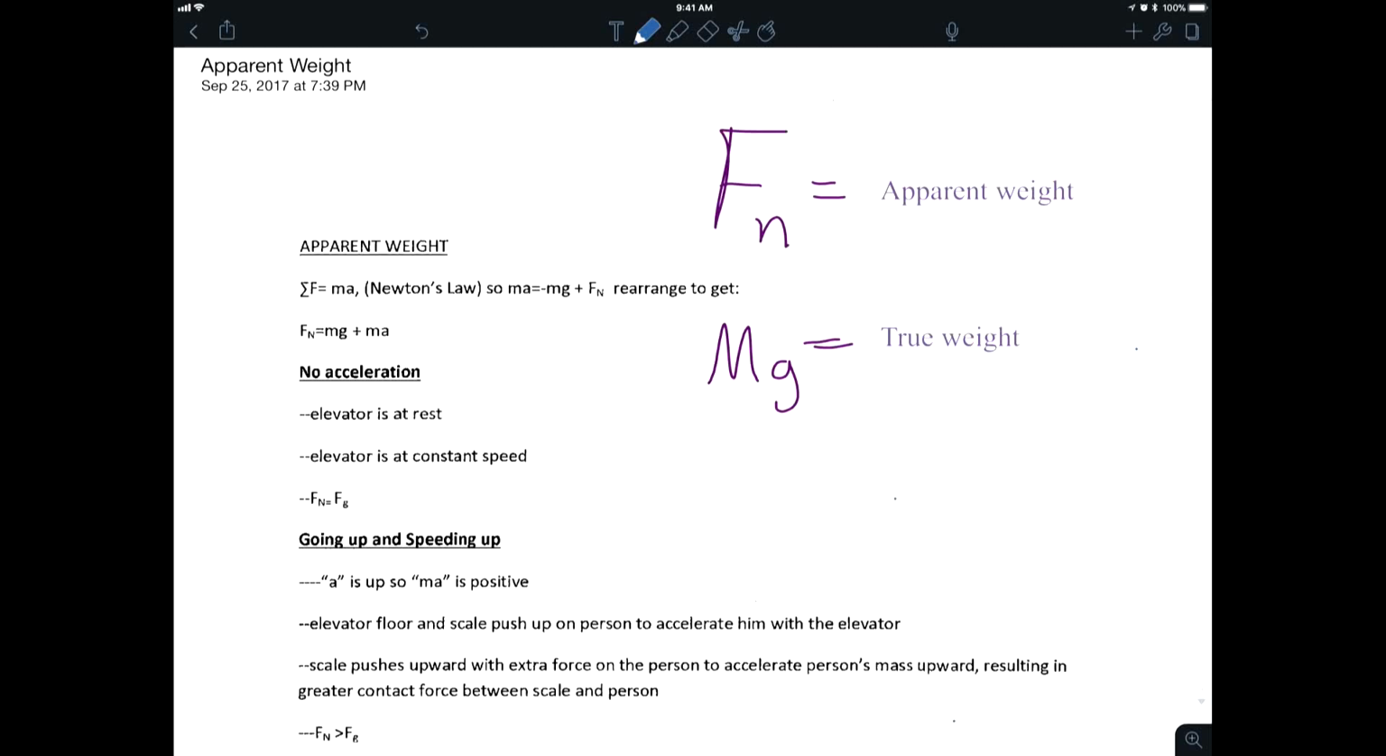We're going to be taking a look at apparent weight in the world of physics and how all that works. So, without further ado, let's go ahead and jump right on into it.